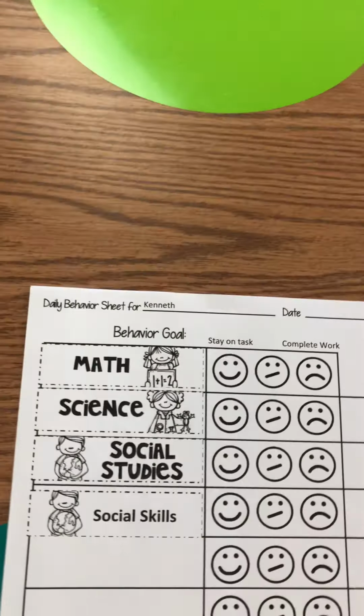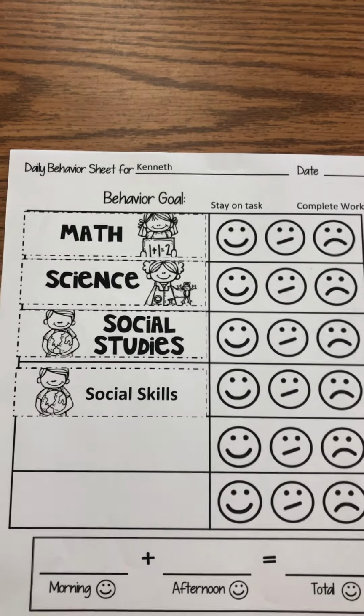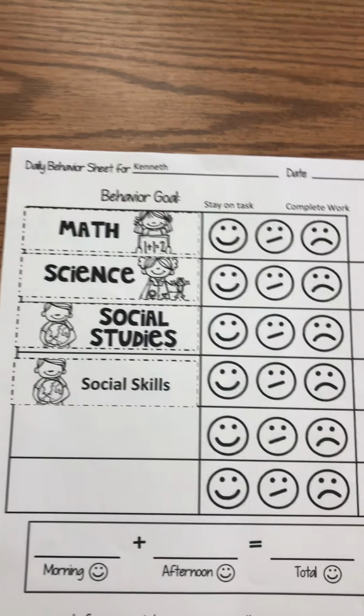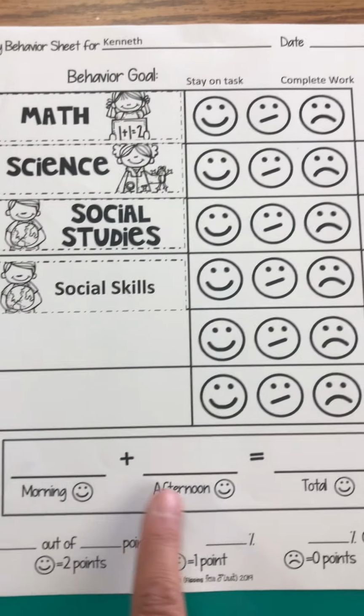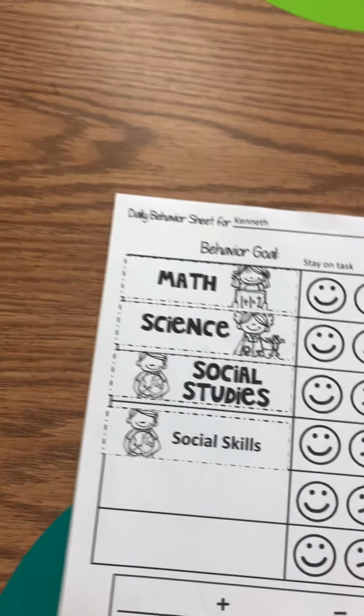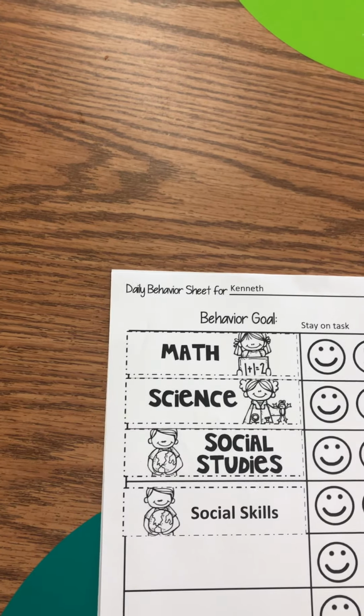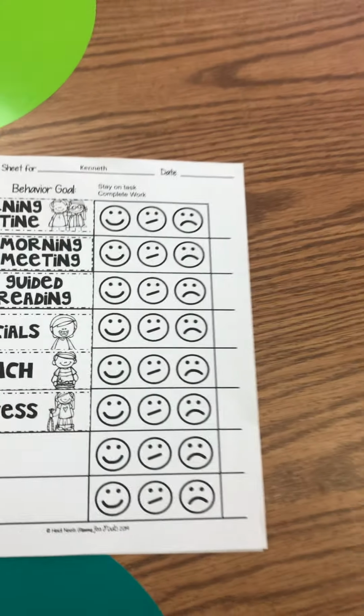Then this was his morning, and he could flip it over and start over, say he didn't have a good morning. He could go for the afternoon and try to increase his behavior, increase his points. And at the end, you would add the morning and the afternoon and then get his total. So I made that for the mom. I haven't heard back yet if it's working. I hope it is. But that's my classroom.